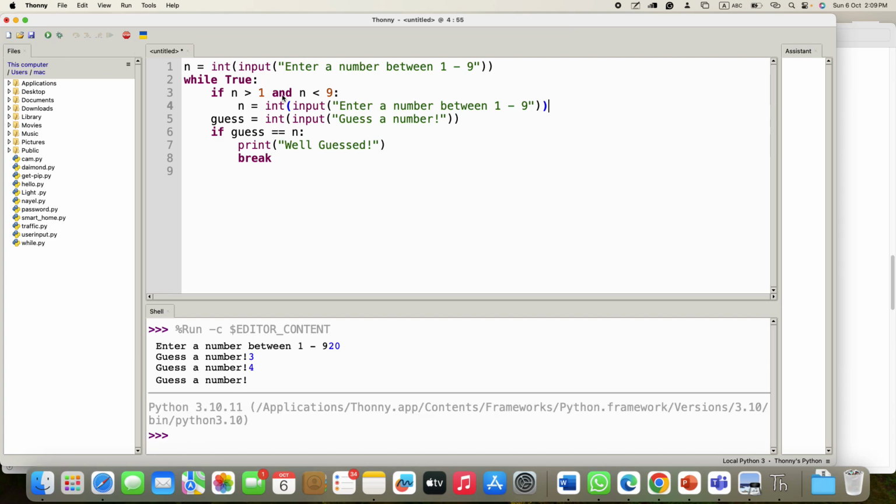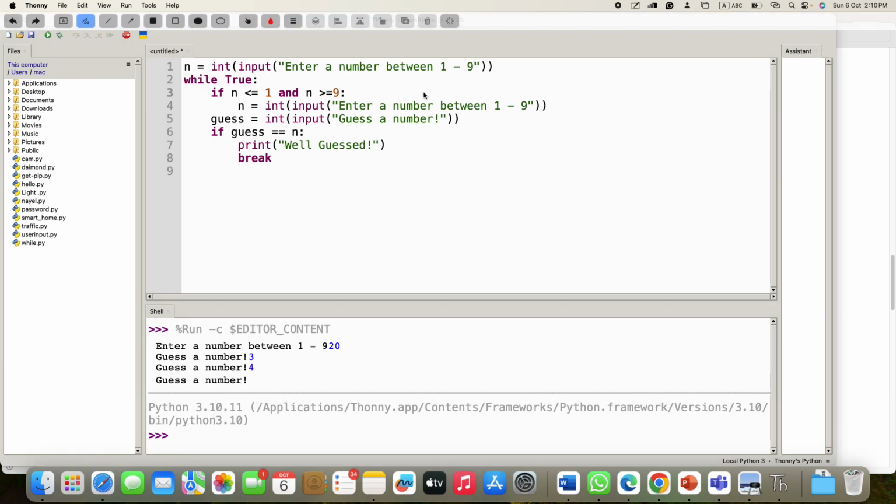So I take a number, I check if number is greater than 1 and less than 9, then you do this. Ah, no, less than or equal to 9? No, not equal. Because between means we cannot take 9, and also not 1, because between means you can't take the ending ones. It cannot be 1, it cannot be 9. It has to be between 1 and 9. So basically 2, 3, 4, 5, 6, 7, 8.